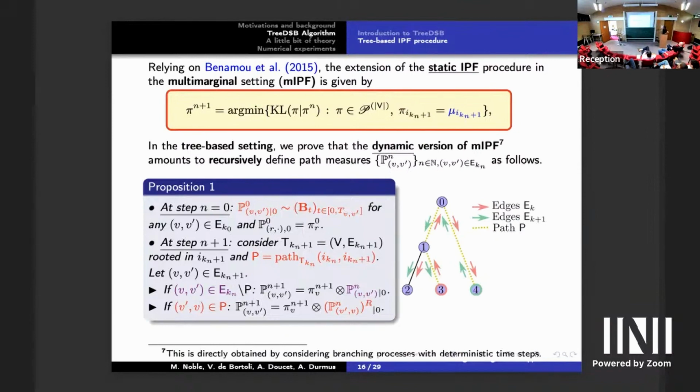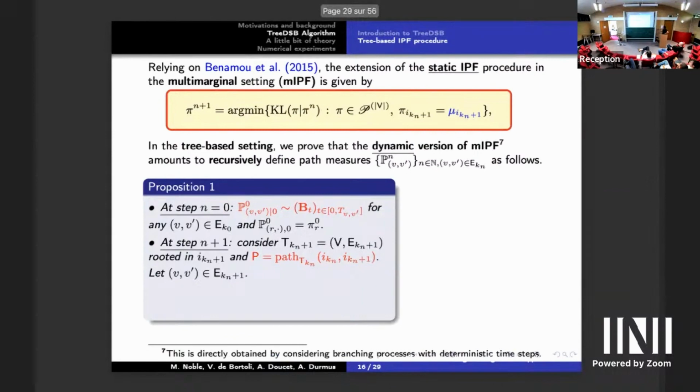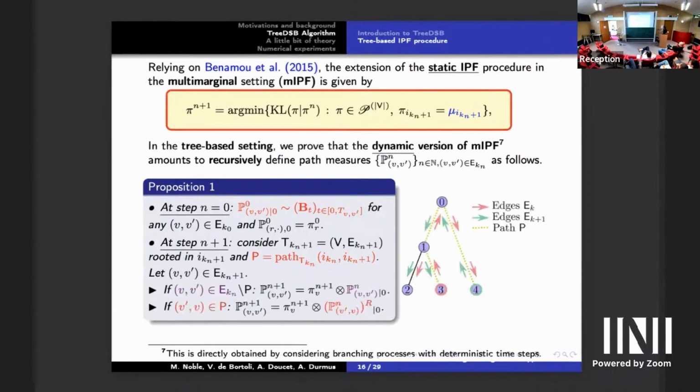Now, if I consider what happens there, I'm going to display it. At time n, what you have is this constraint. So let's say that this is the constraint at time n, and this is the constraint at time n+1. And what you say is simply that if you want to compute all the path measures at time n+1, you can simply recover them as either the direct path measures from the previous iteration, or the time reversal of the previous iterations. And this is really important to understand.